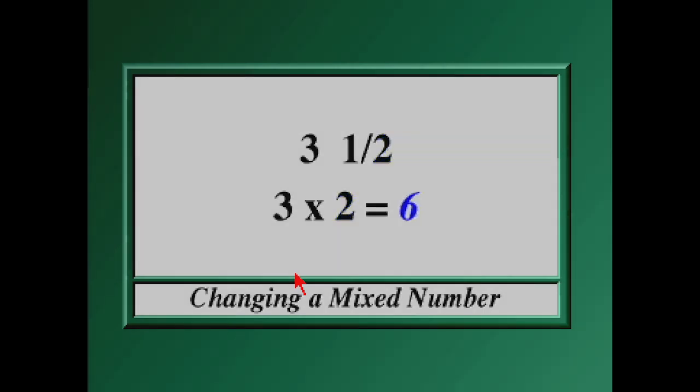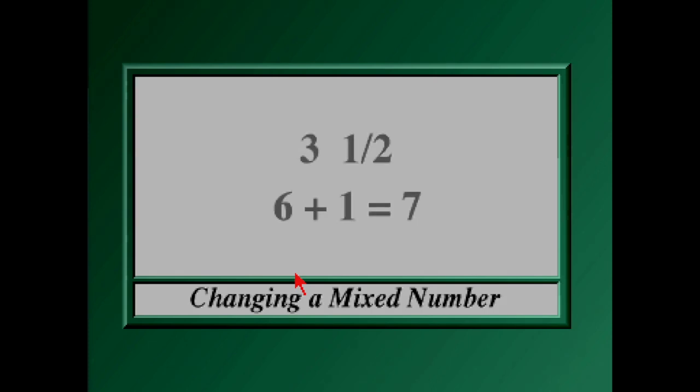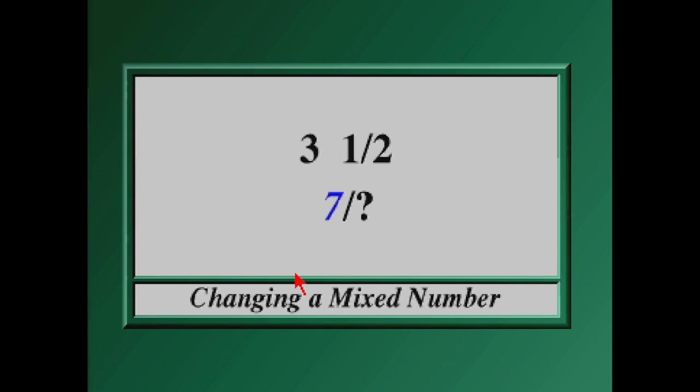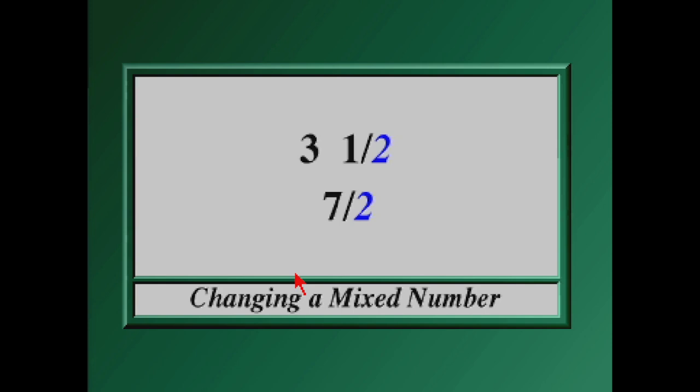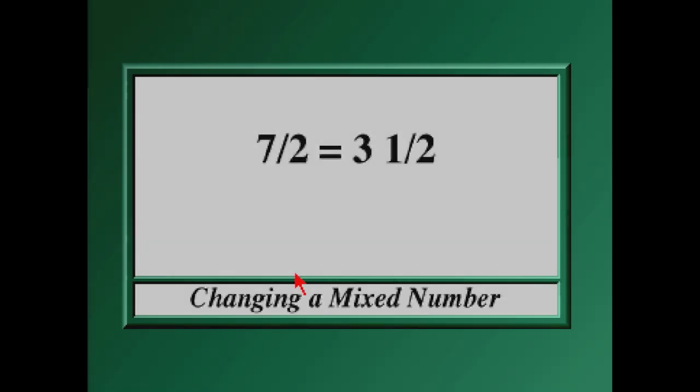6 results as the product. Add the numerator 1 to the product 6. 1 plus 6 equals 7. Place the 7 over the fraction bar of the new fraction. Keep the denominator of the original fraction, 2, and place it under the fraction bar. You will get 7/2, or 7 over 2. 7 over 2 is equivalent to 3 1/2 because 7 divided by 2 equals 3 1/2.